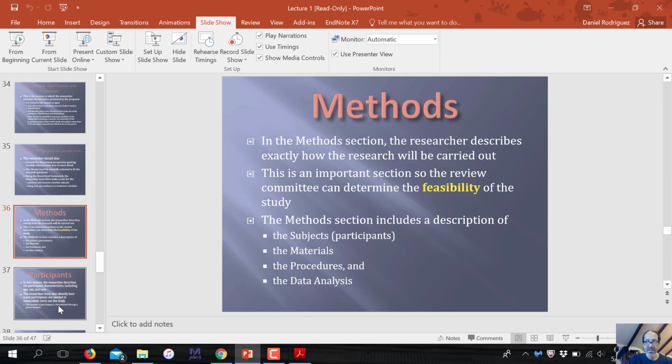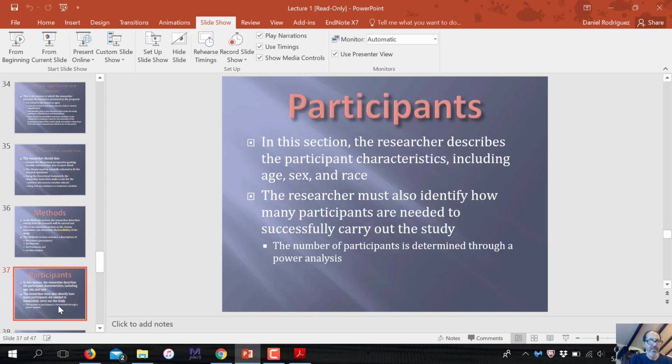In writing the methods, we focus on who our participants are, and just like any paper, participants, procedures, and data analysis plan. The choice of participants is very, very important. First of all, you have to ensure power.